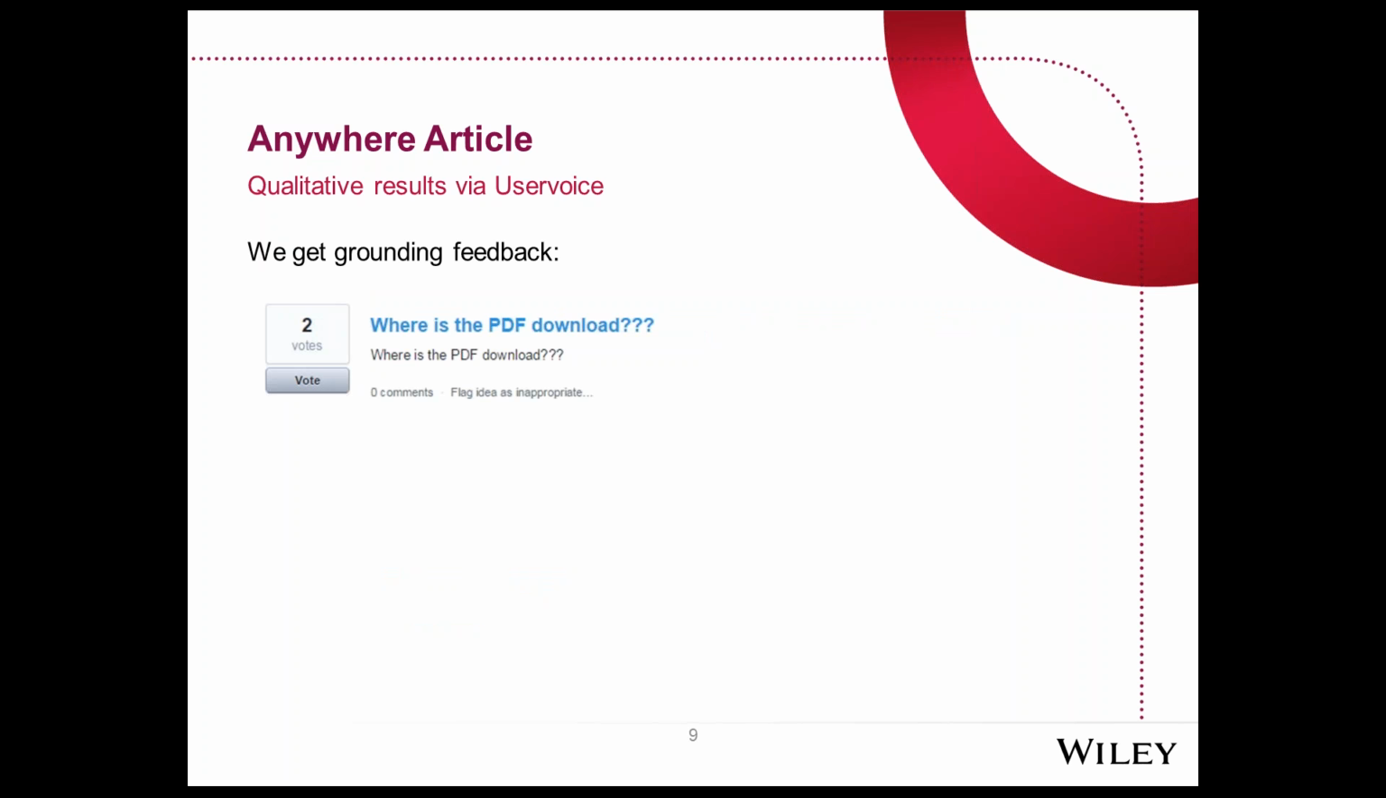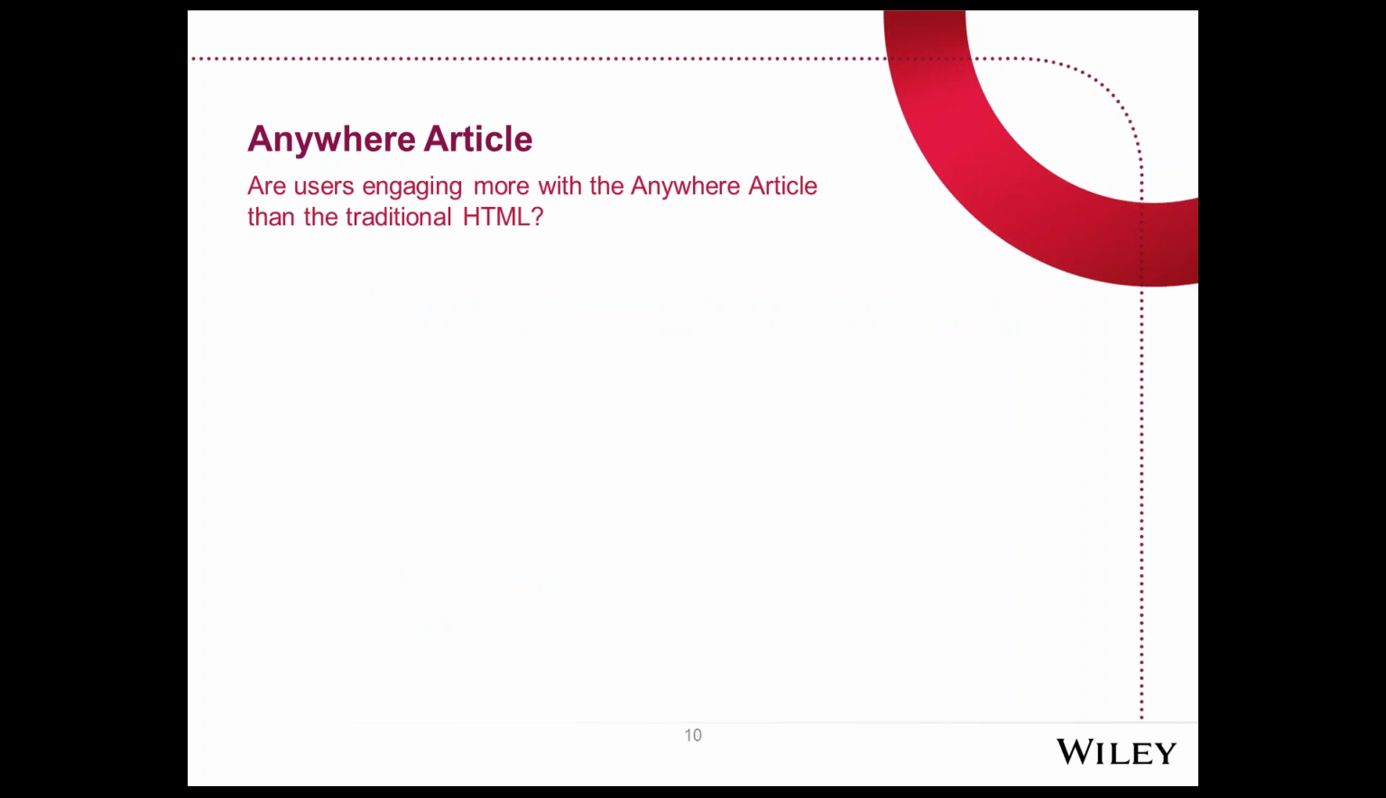What about the quantitative results? Are users actually engaging with this article more than the traditional HTML? And we do have some data. Our data at this point is still fairly limited because, as I mentioned before, for most of the content, users have to choose to go there. And most of them, of course, don't. But we do have a number of high-profile journals where the enhanced HTML has actually replaced that old version, so we can make direct comparisons between how users are behaving with the Anywhere article versus the traditional article.